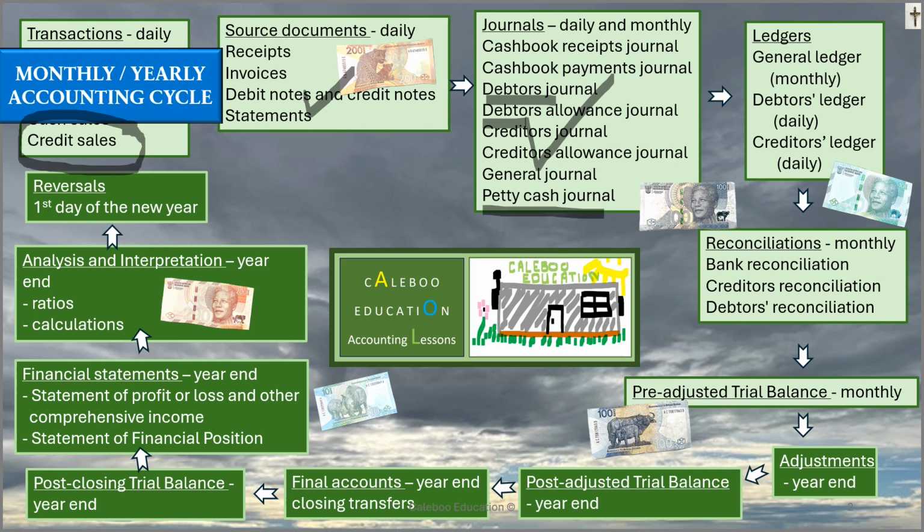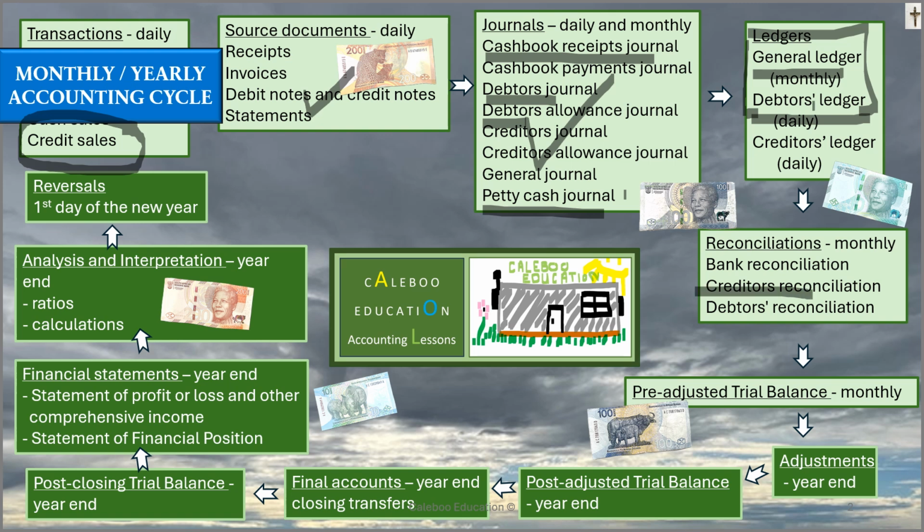I mentioned there's a transaction relating to the debtor, the school, in the petty cash journal. We're going to receive money from the school. That will be recorded in the cash book receipts journal. Then we're going to post that information to the general ledger and the debtors ledger. This here is the focus of this video. The debtors control account in the general ledger and the school account in the debtors ledger.